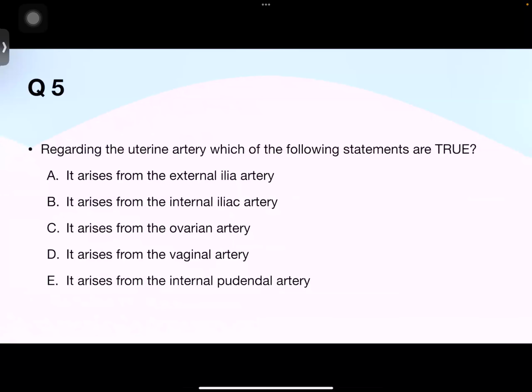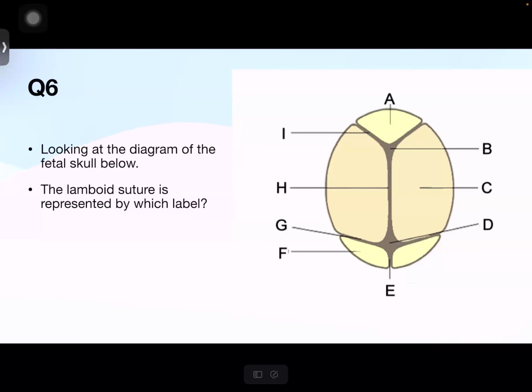Now you have to remember the branches, all the branches of the internal iliac artery, the anterior branches and the posterior branches. Okay, so look at the diagram below.